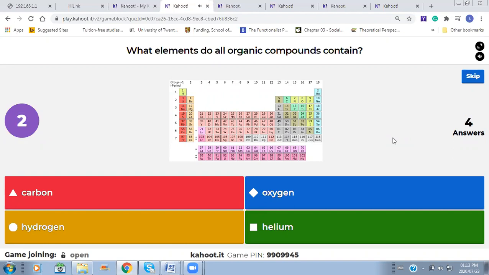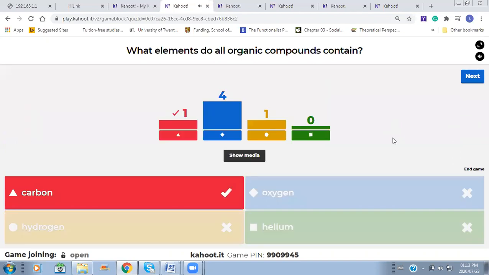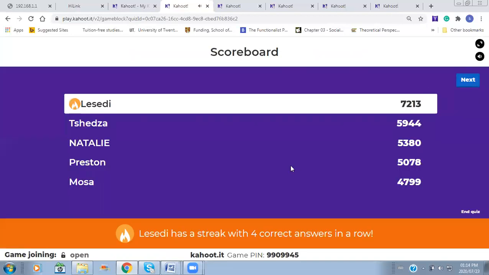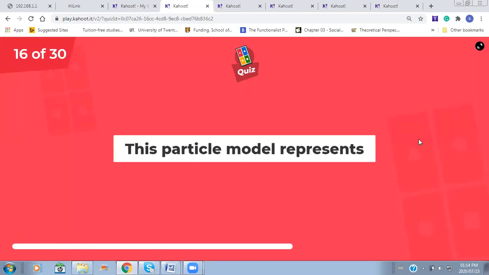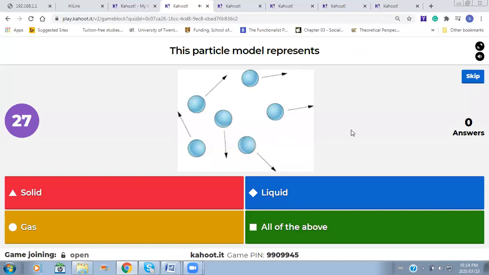The clock is ticking. All right. Oh, only one person got this. So all organic compounds contain what? Carbon. So let's see the one who answered it. Yeah, it's Lesedi. Lesedi now has a 4 streak. Four straight.